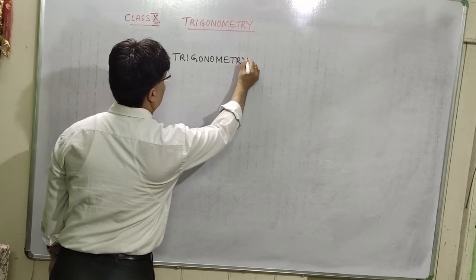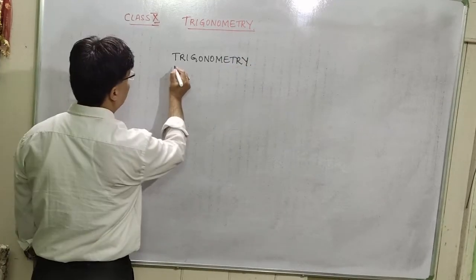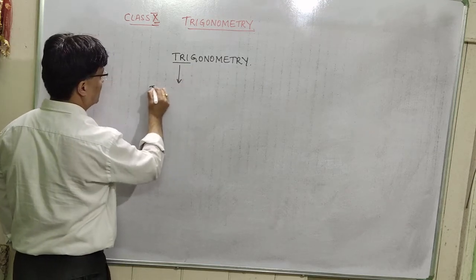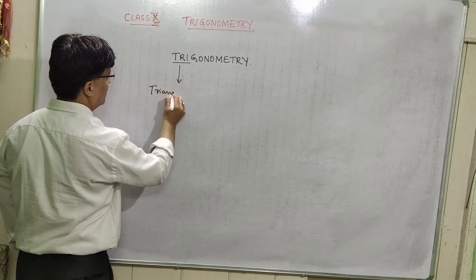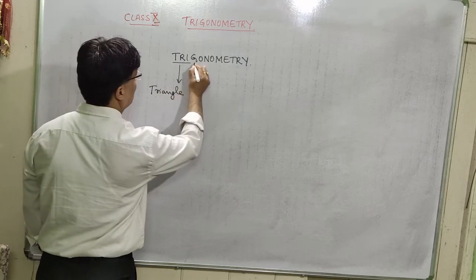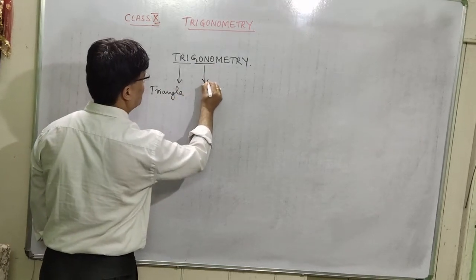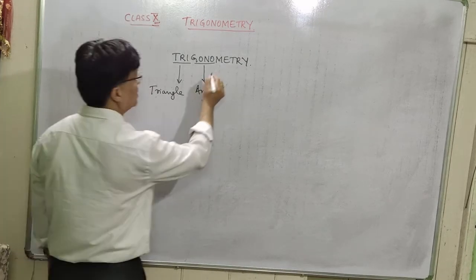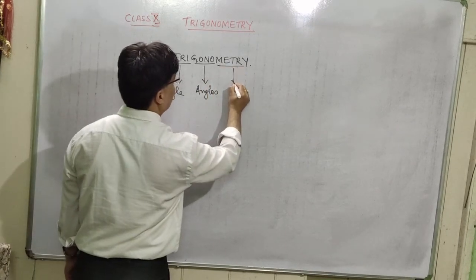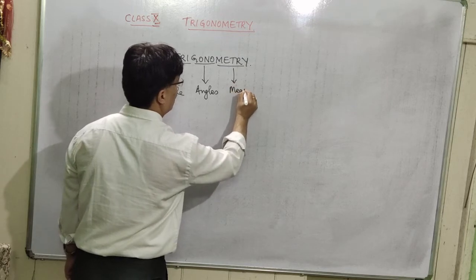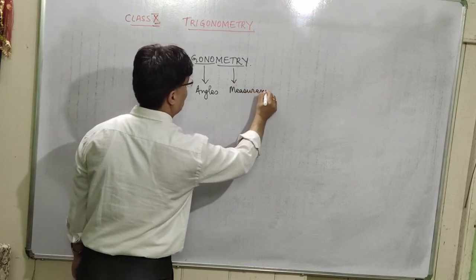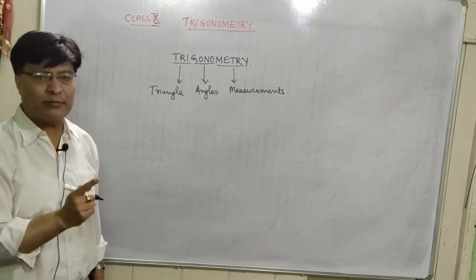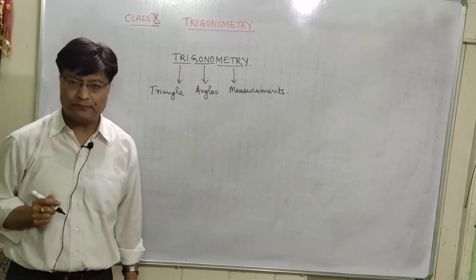So now, what is the meaning of trigonometry? Here tri means triangle. Gono means angles. And metry means measurements. That is, trigonometry means measurement of angles of a triangle.